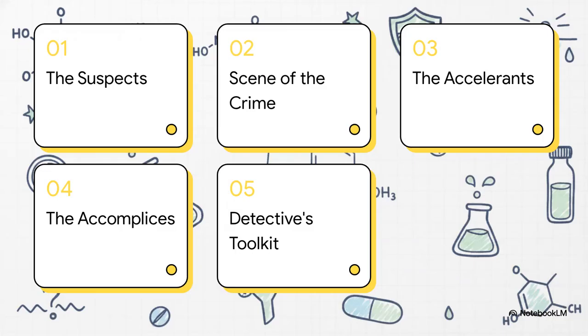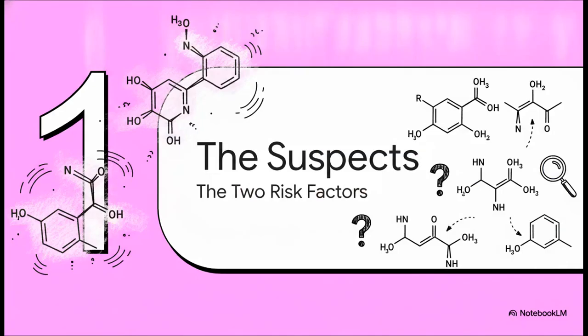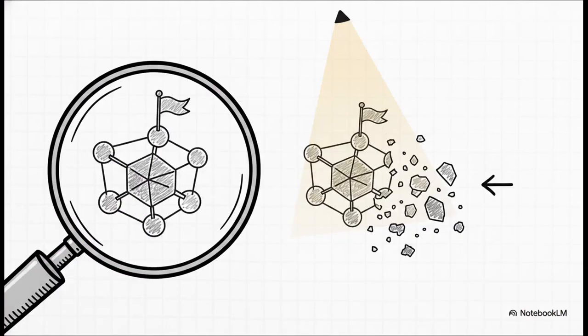To do that, here's how we're breaking down our investigation today. We'll look at the suspects, the scene of the crime, the accelerants, the accomplices, and finally, the detective's toolkit. So, part 1. The suspects are two main risk factors. Now, it is absolutely crucial to remember that just because you spot an amine, it's not an automatic guilty verdict. It's really just a red flag telling you to look closer.